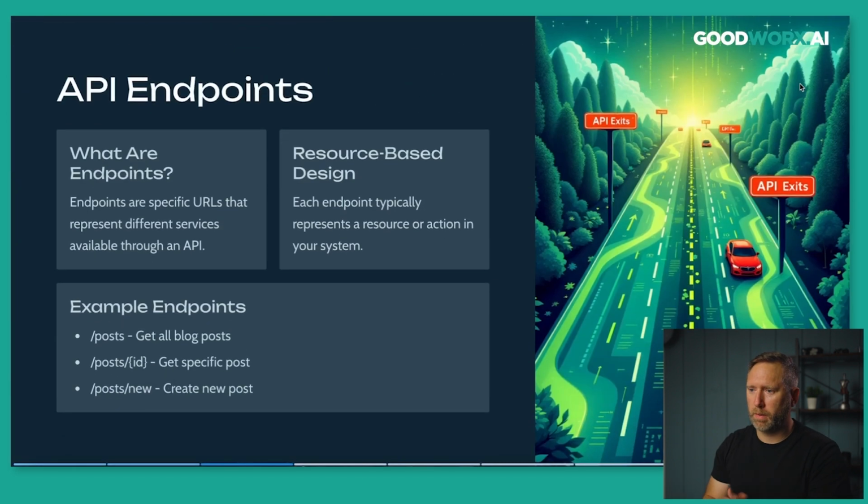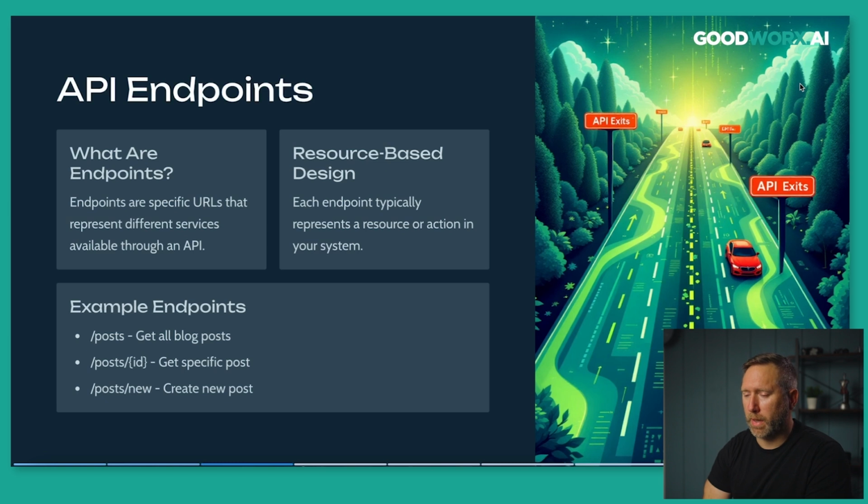And then within an API, you have what's called endpoints. An endpoint is a specific URL that represents different services that are available through the API. Each endpoint typically represents a resource or action in your system. So let's look at some examples.